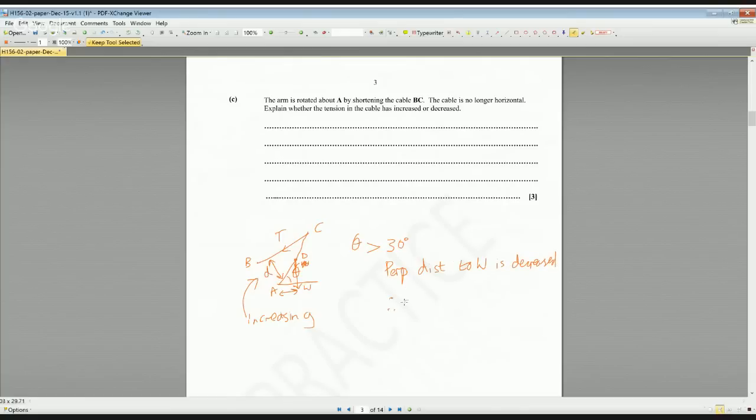Therefore, we have a smaller clockwise moment, because the moment is the force times the perpendicular distance. The perpendicular distance has decreased, but the force has stayed the same. So overall, we have a smaller clockwise moment. So that's the answer. So let's start writing this up here. Clockwise moment caused by the arm weight has reduced.